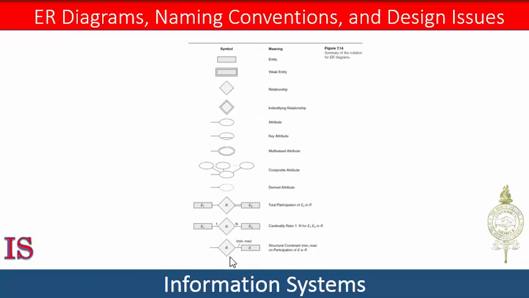Here we see the various symbols that are used in an ER diagram. This one indicates an entity. This is a weak entity, the double line. This is a relationship. This is an identifying relationship, meaning that it is a relationship that identifies a weak entity. This is an attribute. This is an attribute, see the underline right there, indicating it's a key attribute. This is a multi-valued attribute, double lines. This is a composite attribute that's made up of other attributes, and total participation, cardinality rules, and so forth.